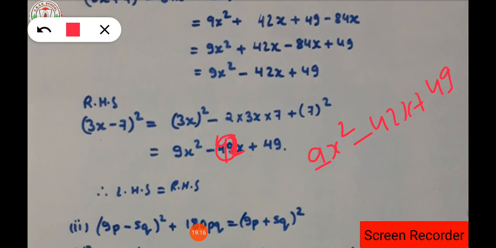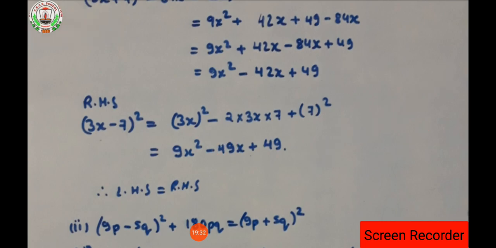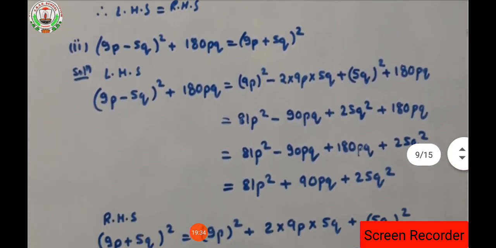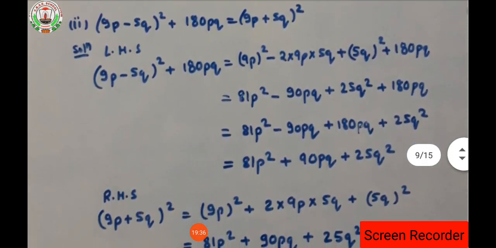So look, the LHS and RHS both parts are the same. That means the question is verified. LHS and RHS are equal. Okay, so in place of 49, please write down 9x square minus 42x plus 49. Clear everyone? Next, hope you people understood the questions.